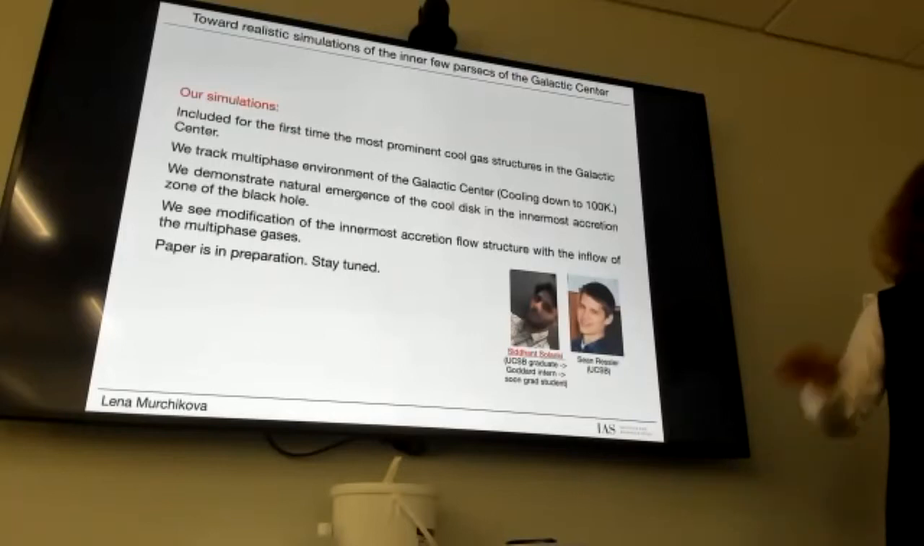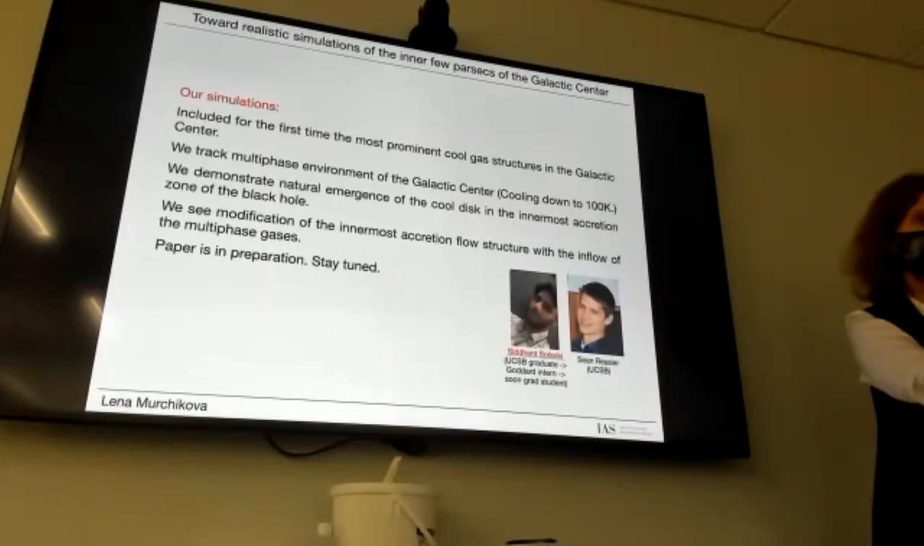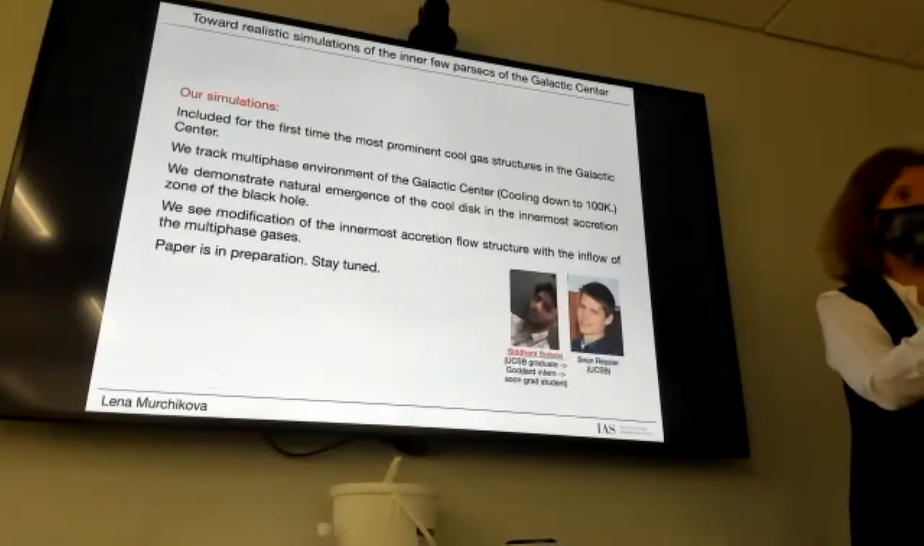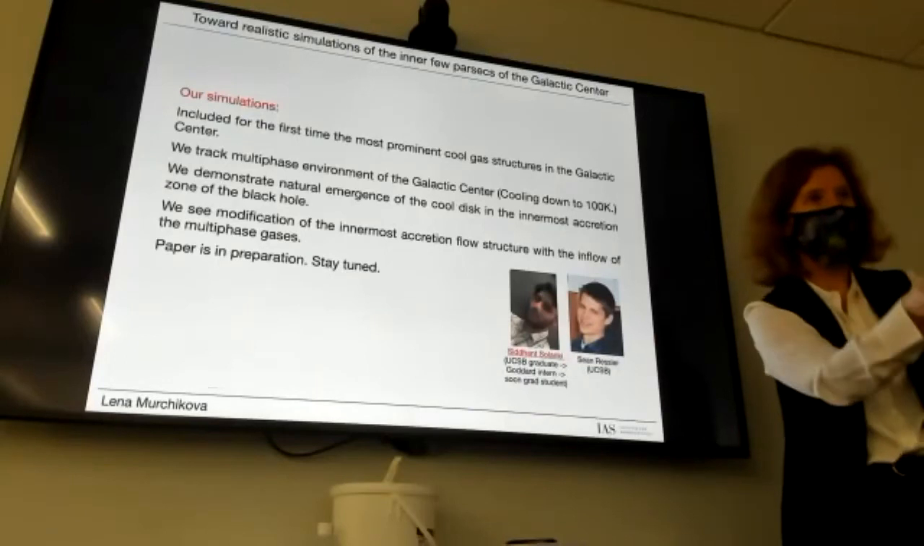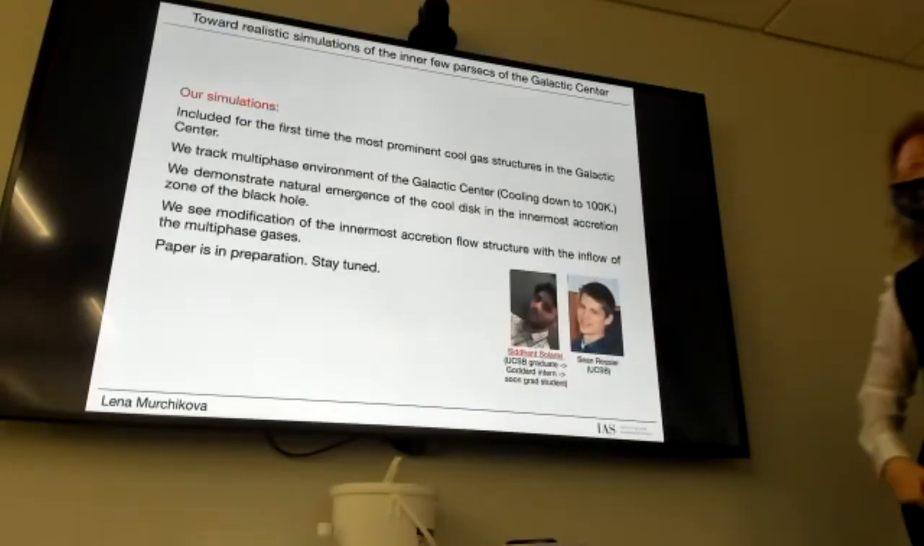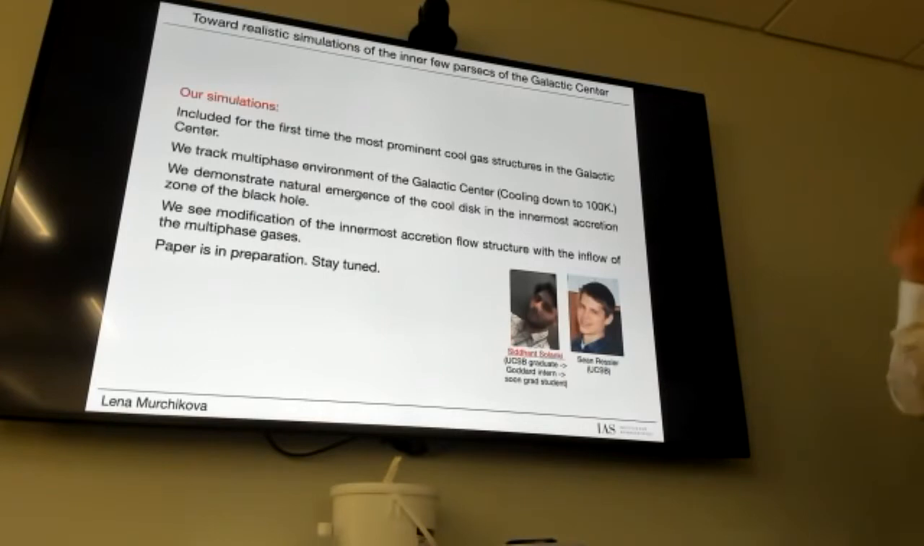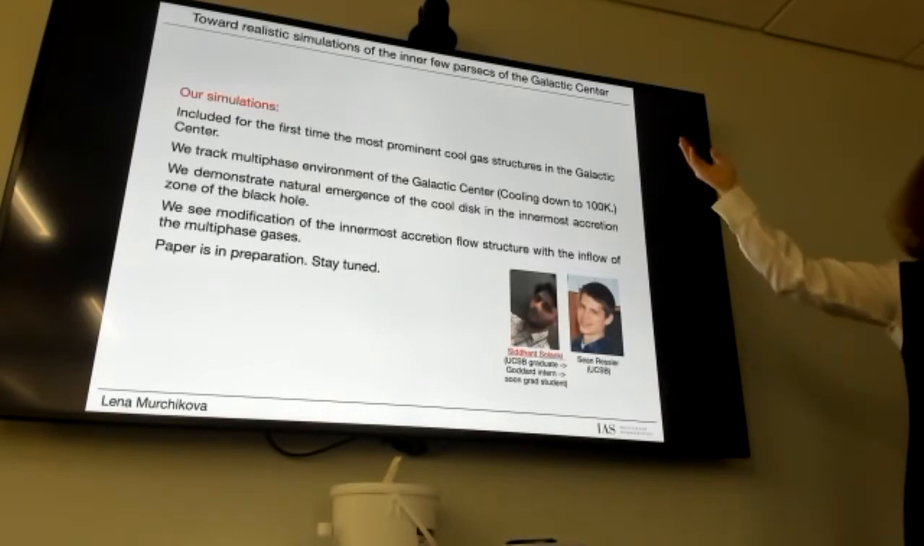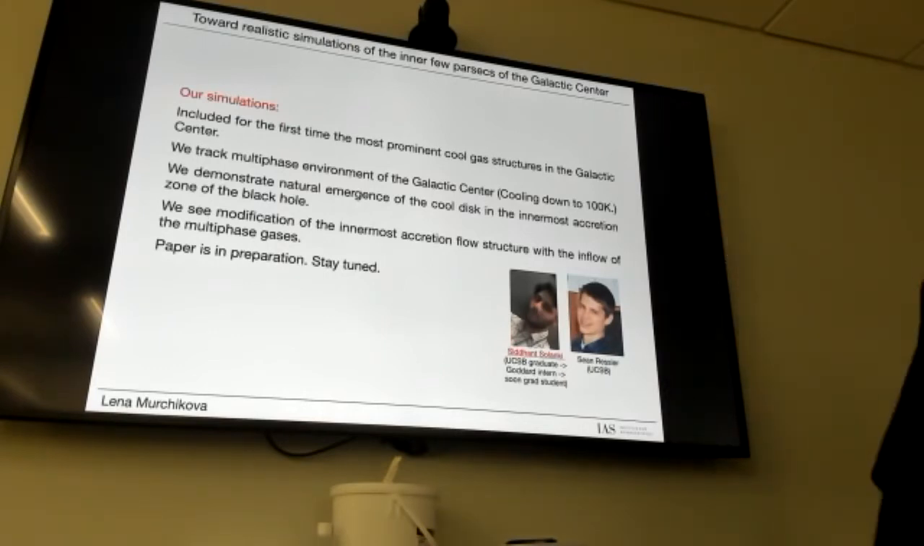So we see that the accretion structure is getting modified because the structures we actually observed in the observations appear in the simulations as well. And you know, stay tuned. We are writing because I've shown you already the plots in the chat from the paper.